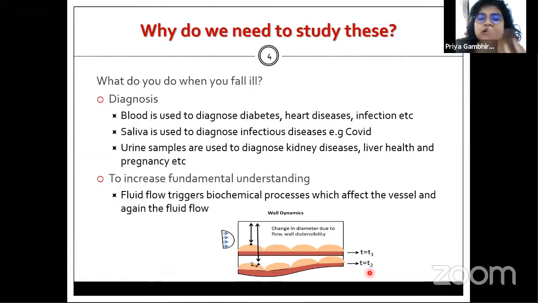Okay, so to increase this understanding, we need to study biological fluids, because once we understand this, we will understand how the body is able to work in a homeostatic condition. Okay. Please do ask me any questions if any of this is unclear. Okay.